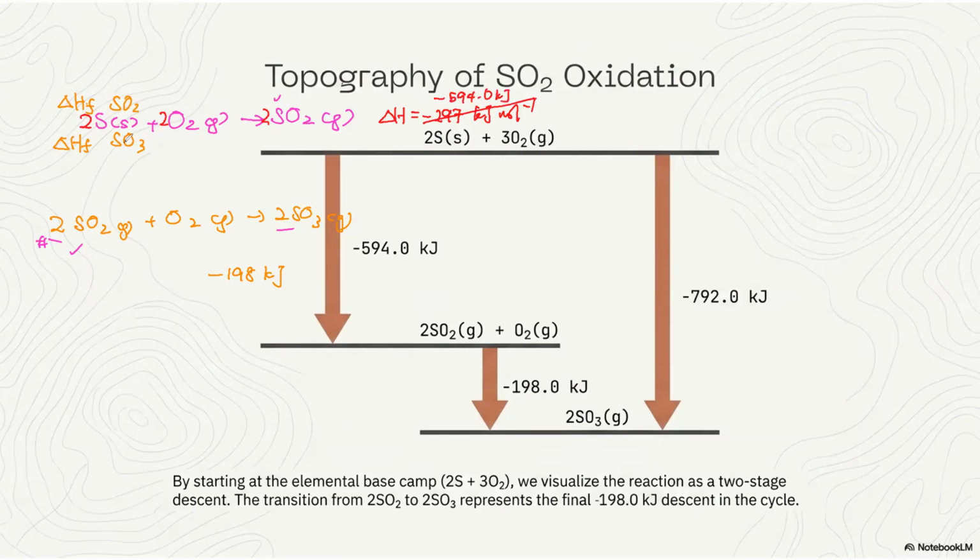Now, as for the SO3, because we want 2 SO3, isn't it? Similar to the case of SO2 in here, we also multiply the enthalpy change of formation, everything by 2. So you have 2 S plus 3 O2 gas give 2 SO3 here. This will release delta H equals negative 792.0 kilojoule.